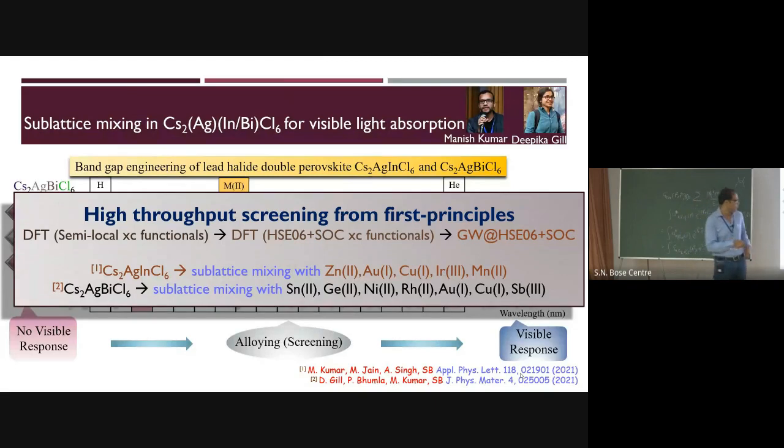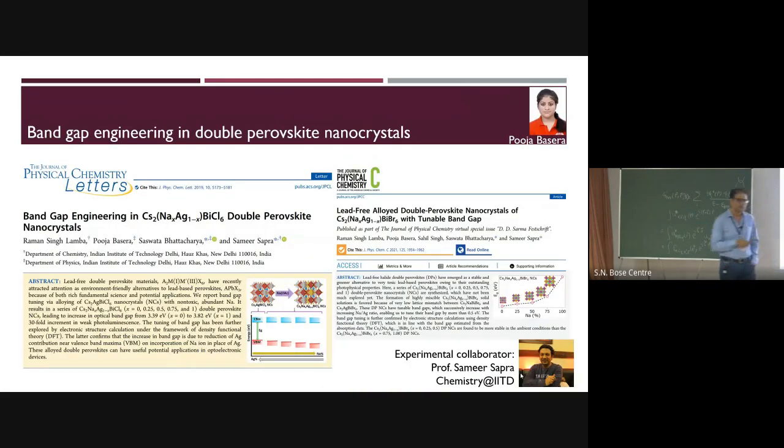Then we proposed the following materials: if you substitute with these, maybe they can give you a visible light response. Later on, we also experimentally synthesized this type of material with our collaborator, and the prediction from this high-throughput screening really works. And it has to, because GW is a pretty accurate methodology, and all these materials were experimentally synthesized.